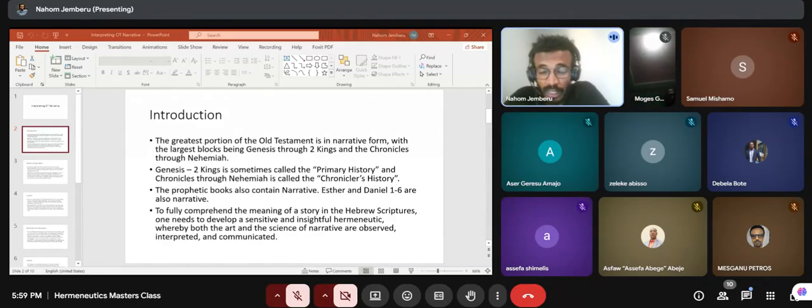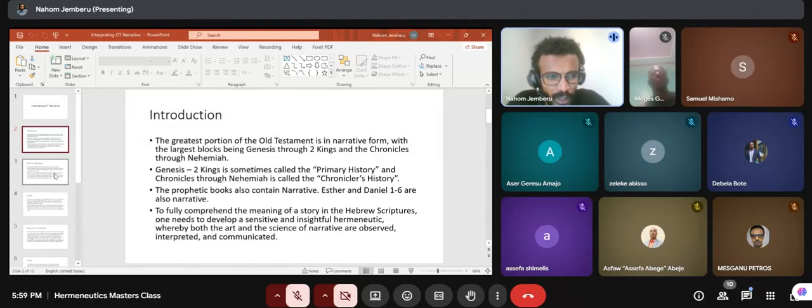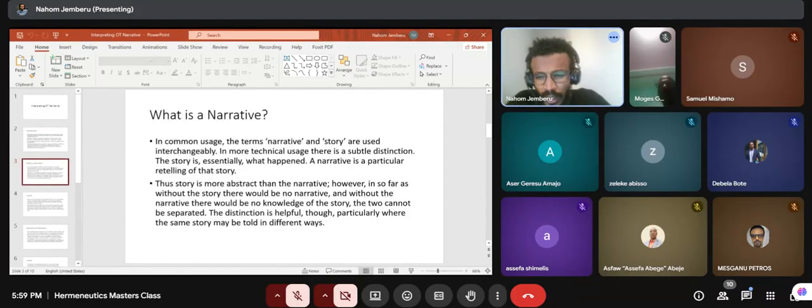So it's important that we understand how narrative works. The first thing is to really define what a narrative is. In common usage, the terms narrative and story are used interchangeably. We can use them interchangeably.